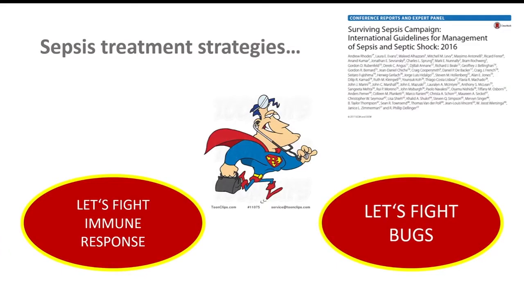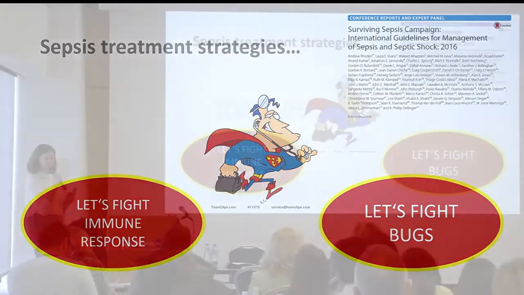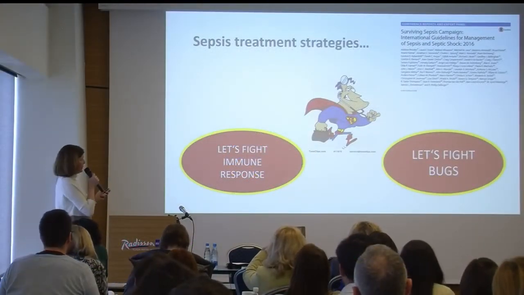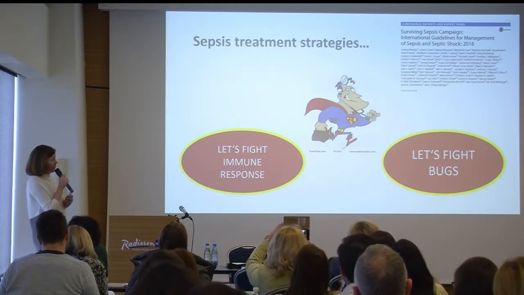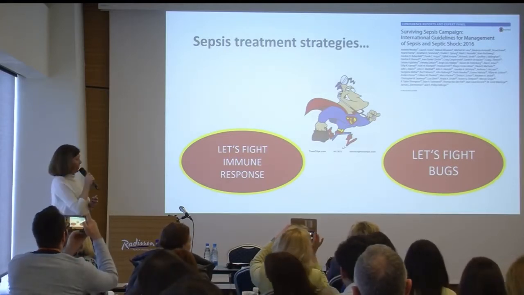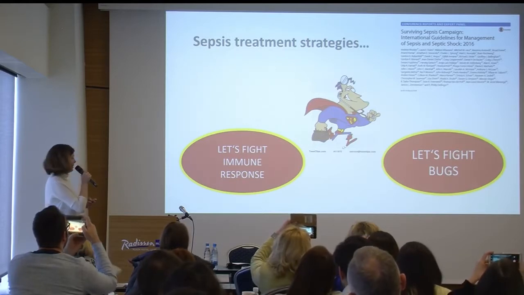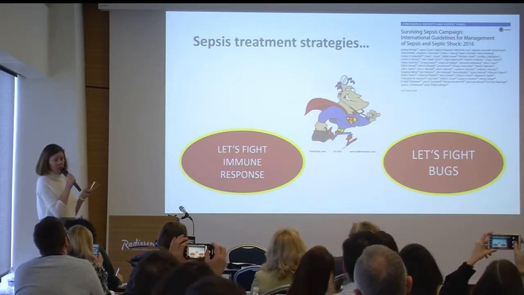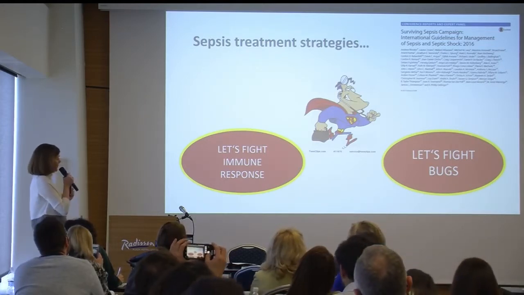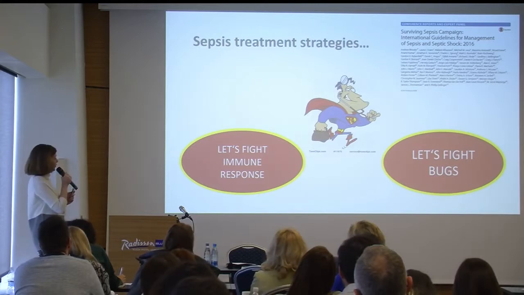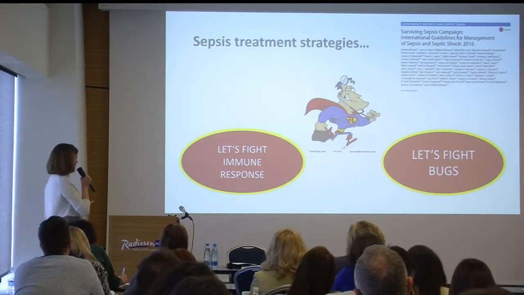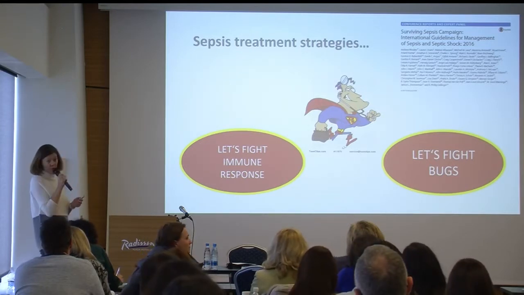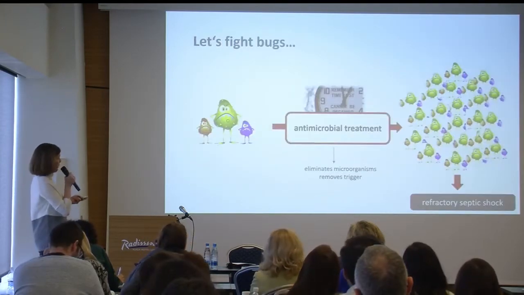Have you ever read these guidelines on sepsis treatment? Well, if you have, you know that they're huge, it takes few hours to go through them, and unfortunately they're based in many instances on very weak evidence. But to sum up, there are two main treatment strategies in sepsis. One is to fight immune response. That's the thing we were trying to do for the past few decades, and we were not successful. And the other thing is to fight bugs, and this is what we are talking about today.